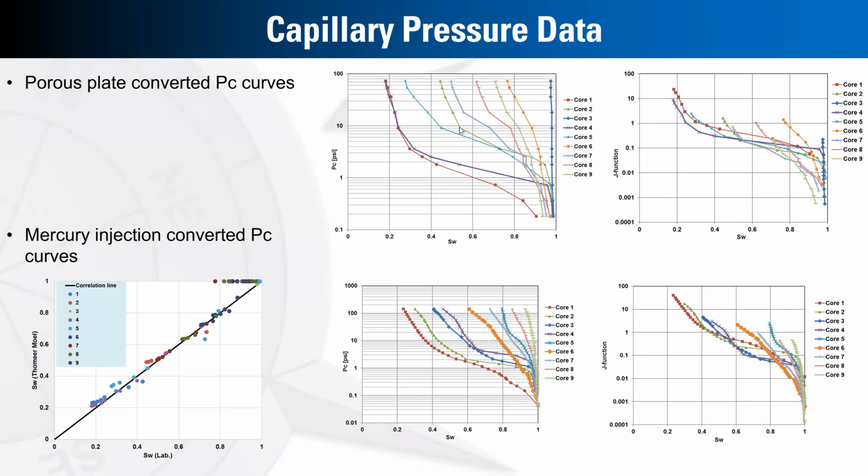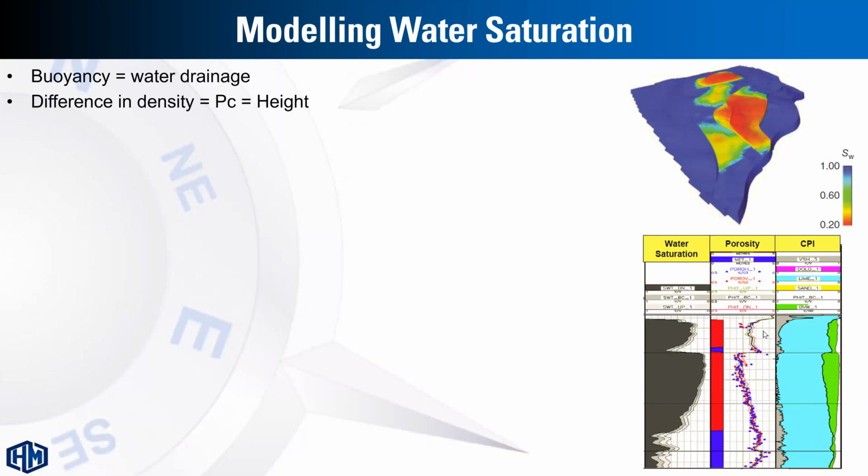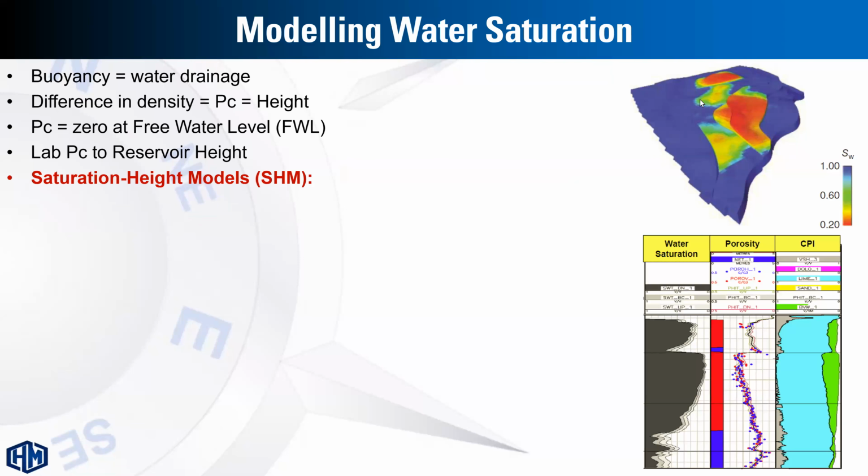So this is the converted to reservoir condition porous plate measurements, as you can see, and this is the equivalent mercury injection capillary pressure data also converted to reservoir conditions. So as an application of capillary pressure data is the modeling of water saturation for the 3D model, using what we call the saturation height modeling. It's an integrated process between logging and core data.